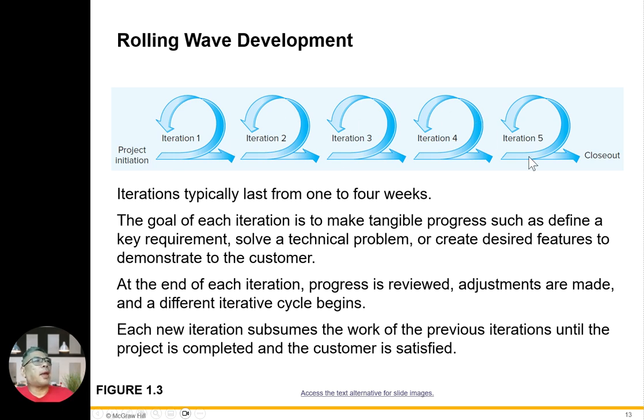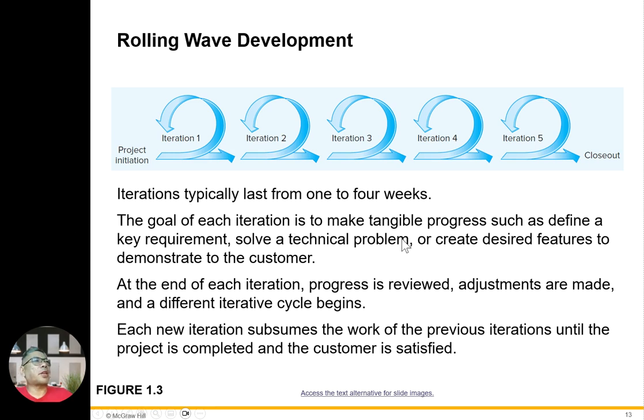Okay. And same thing with BMO. BMO also same thing, about 2 weeks. An iteration typically lasts from 1 to 4 weeks, depending on whatever the company is. Okay. When I was working for Intech, that was about 3 weeks. Okay. For BMO, it's about 2 weeks.